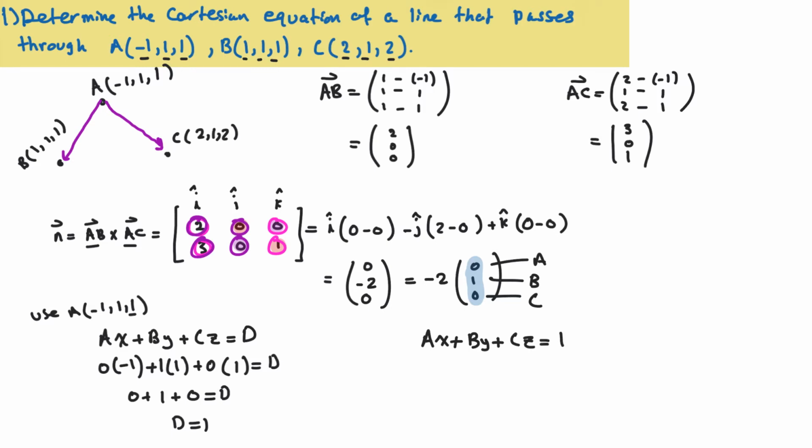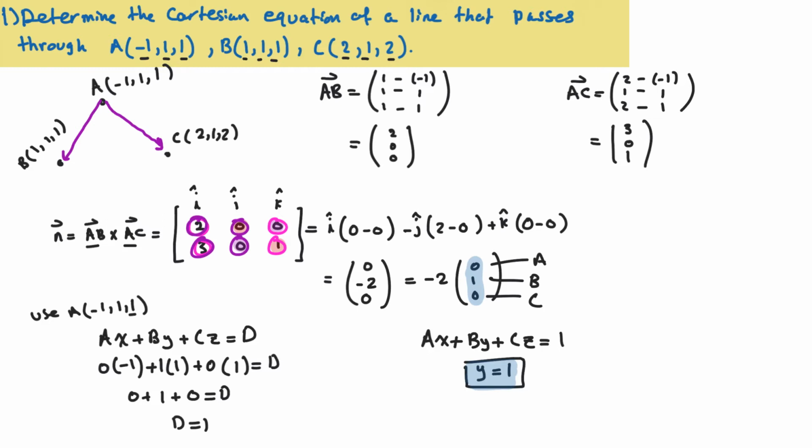My a value is 0. 0 times x is just 0. My b value is 1 times y, which is y. My c value is 0 times any z value is going to equal 0, so y is equal to 1 is actually the Cartesian form of my plane here, and I am going to highlight this as my final answer.